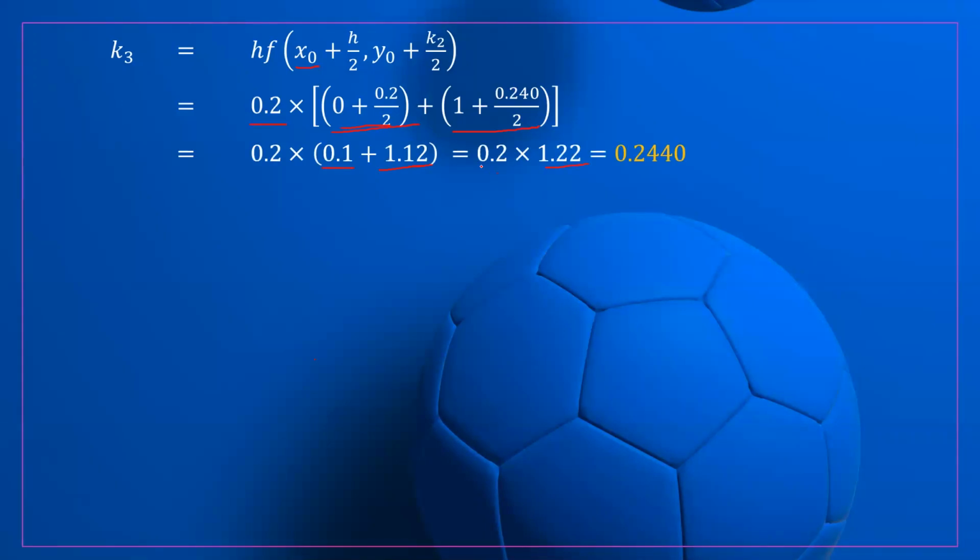And if we multiply it with 0.2, we are getting 0.2440. So this is the value of K3.